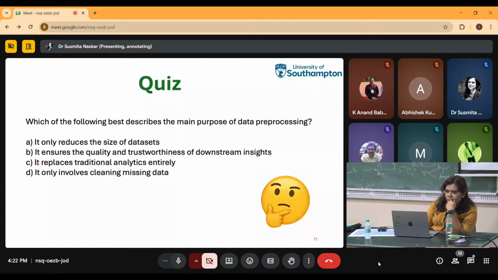So now let's look into this one. Modern data processing combines the traditional methods with automated quality monitoring, synthetic data generation and real-time adaptation. Is it true or false? True, right? So now again we will get back into handling the data processing methods.